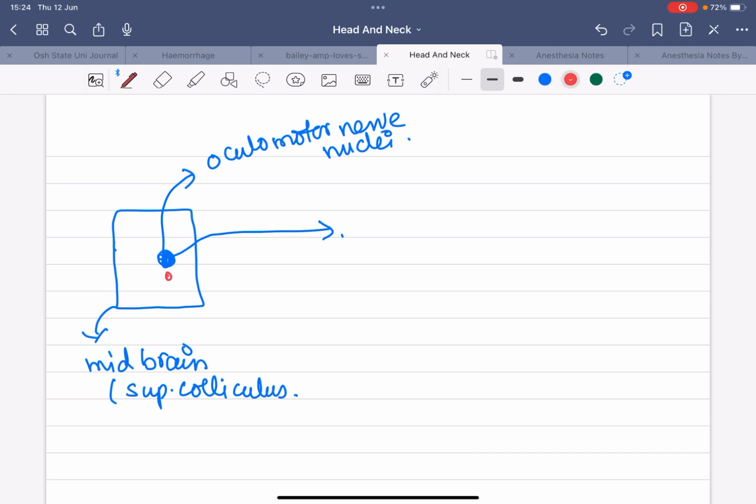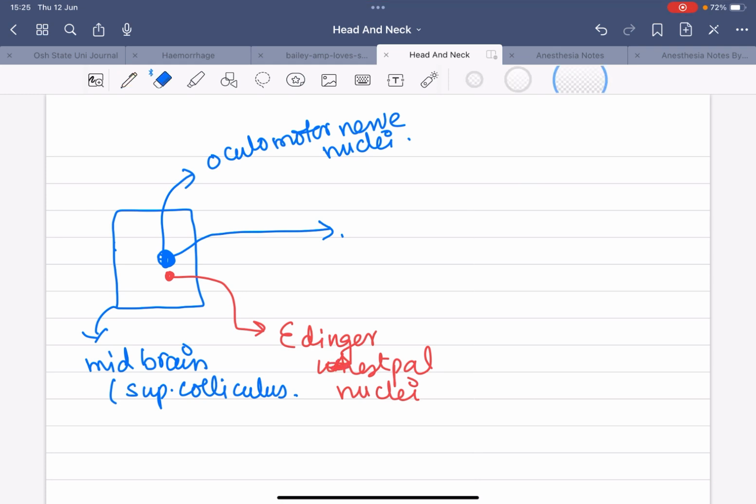This nucleus is known as the Edinger-Westphal nucleus. So this is your Edinger-Westphal nuclei. Okay, so these are the fibers of the Edinger-Westphal nuclei. These hold together, and this is your oculomotor nerve, that is your third cranial nerve.